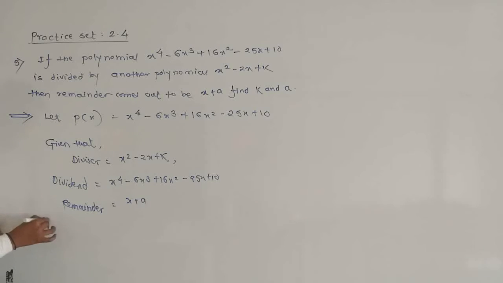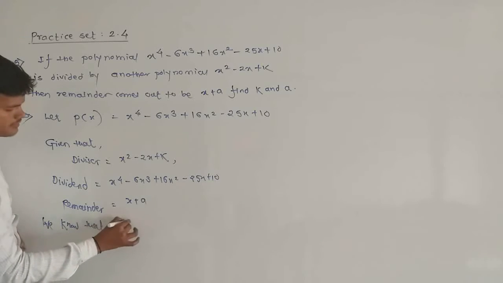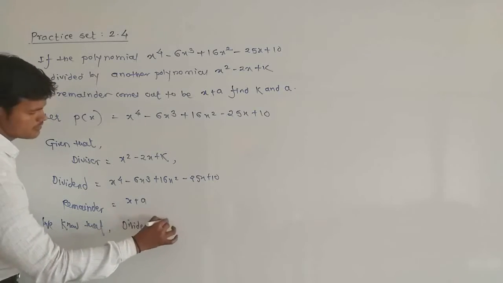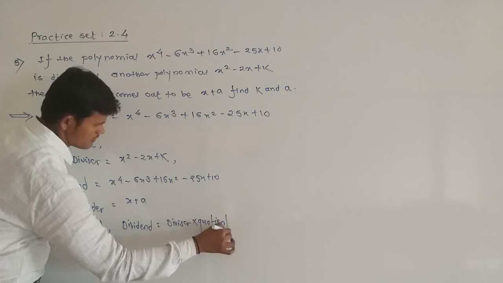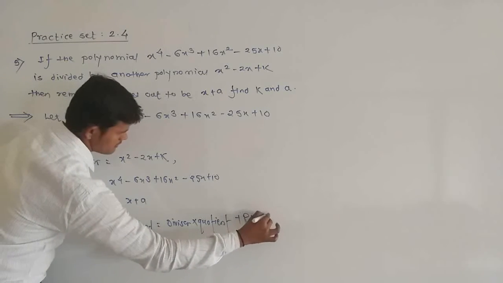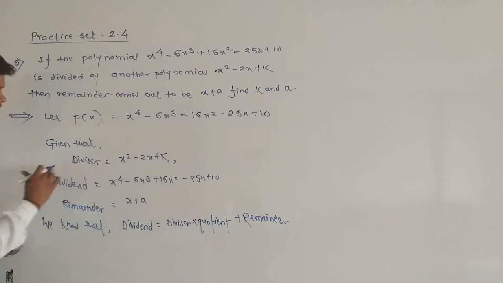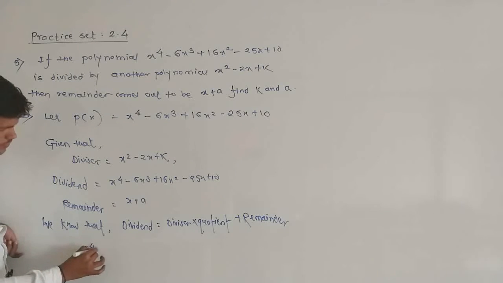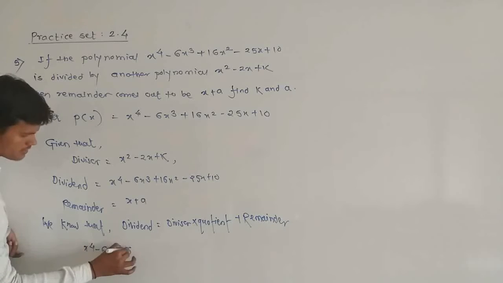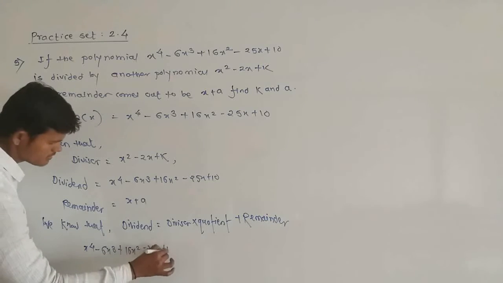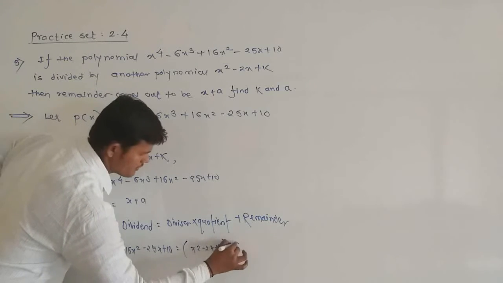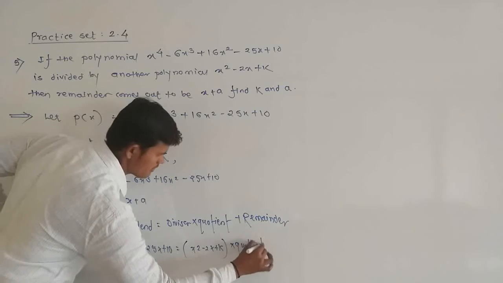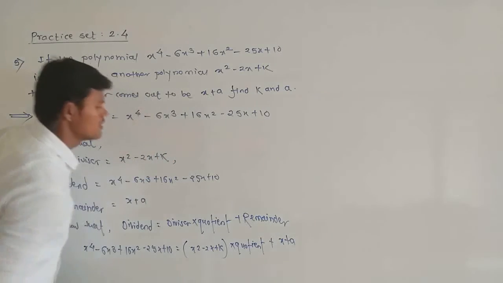Then we know that dividend is equal to divisor into quotient plus remainder. So the dividend is x raised to 4 minus 6x cube plus 16x square minus 25x plus 10, is equal to divisor, x square minus 2x plus k, into quotient plus remainder, which is nothing but x plus a.